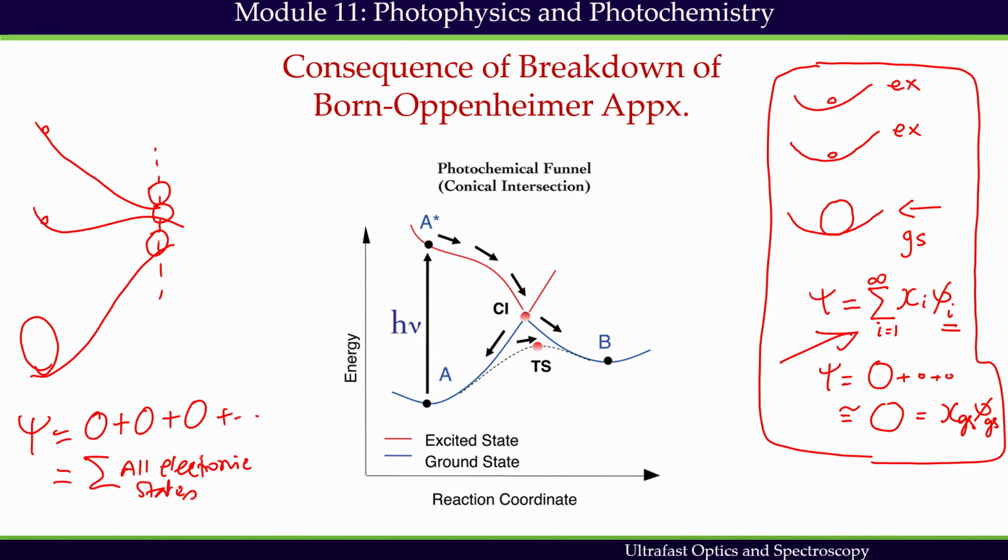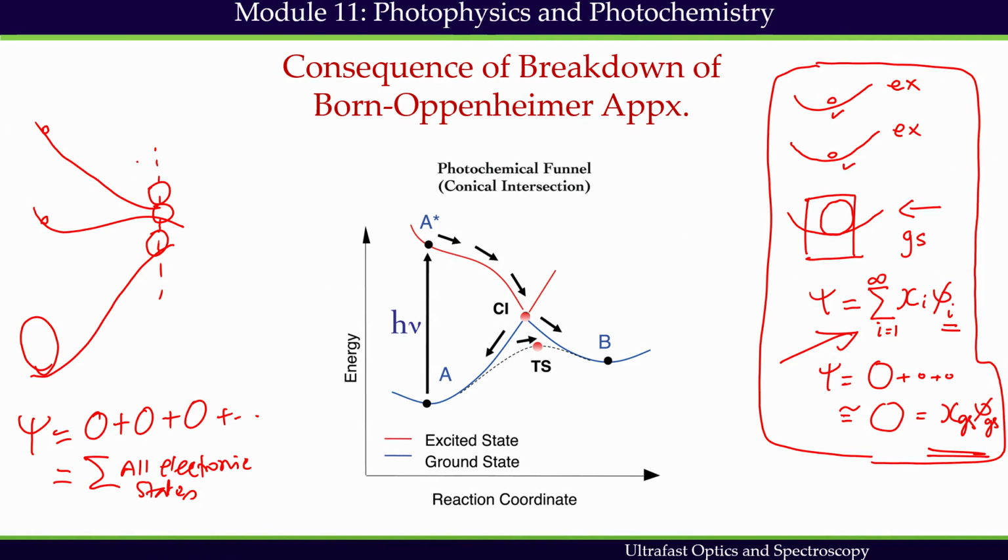So, only taking the product is nothing but the adiabatic Born-Oppenheimer approximation. Adiabatic Born-Oppenheimer approximation assumes that most of the contribution is coming from one electronic state, other electronic states are silent, which means that I do not have much contribution from other electronic states to the total wave function.